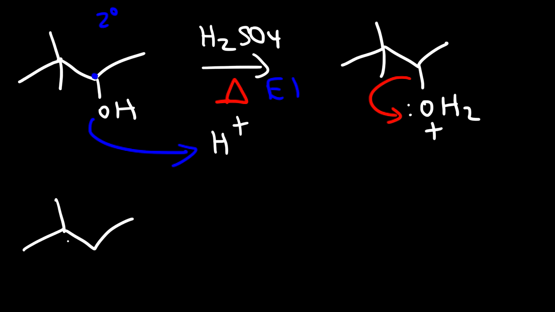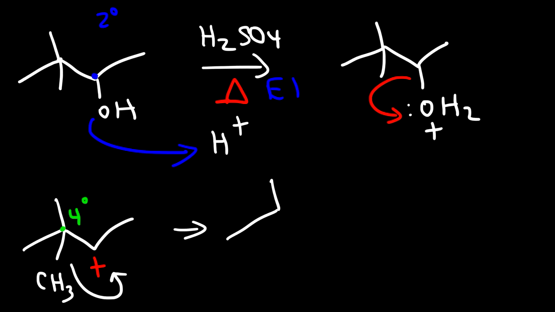And so we're going to have a secondary carbocation that is adjacent to a quaternary carbon. And so a rearrangement will occur, specifically a methyl shift. And so the whole entire carbon structure will change. This occurs because the driving force is stability. Now we have a more stable tertiary carbocation intermediate.